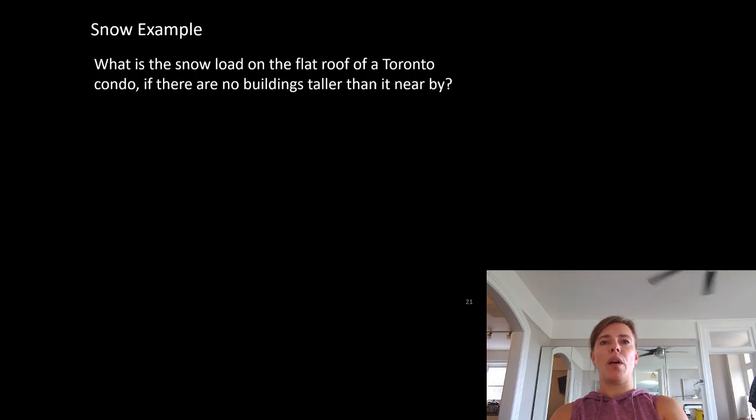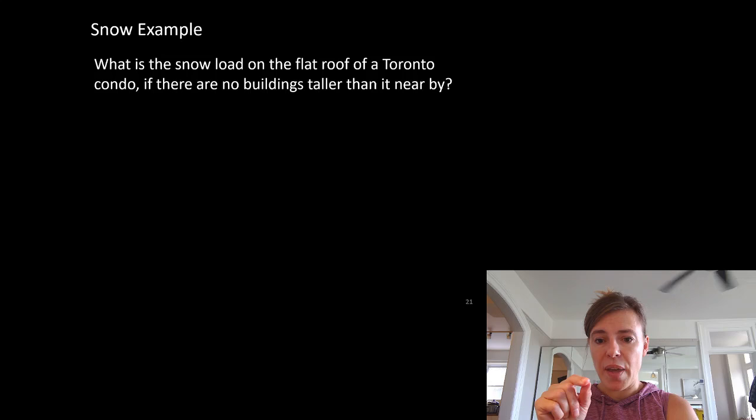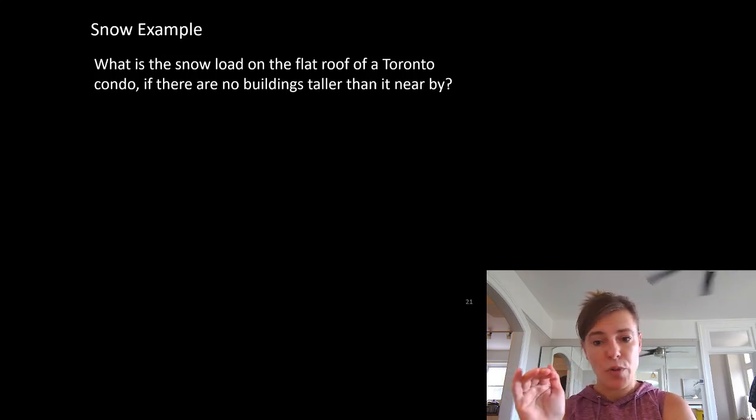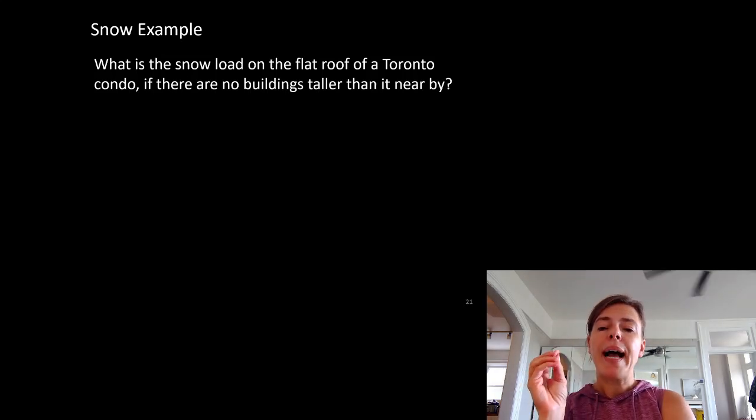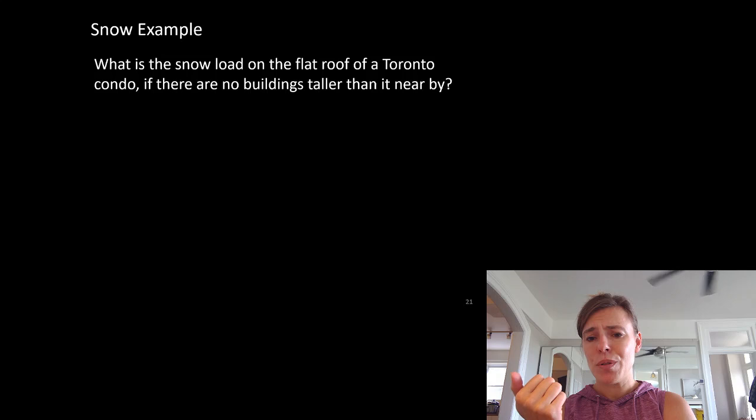So what is the snow load on a flat roof of a building in Toronto for a condo if there are no buildings taller than it nearby? So that "taller than it" is giving us the hint that we don't have to worry about accumulated snow load, which I've told you I'm not going to give you questions that you have to worry about that for. So they've said no accumulated snow load. It's a condo, so it seems unlikely that anything weird would be going on there and that it's probably a flat roof.